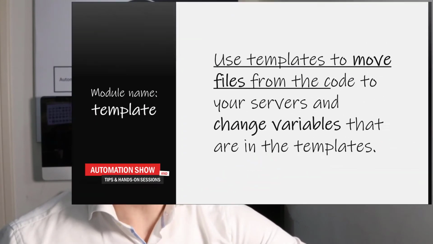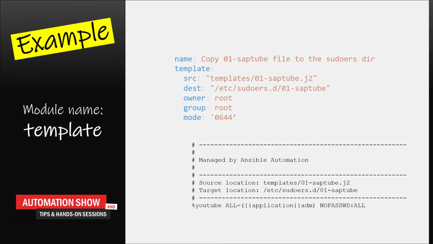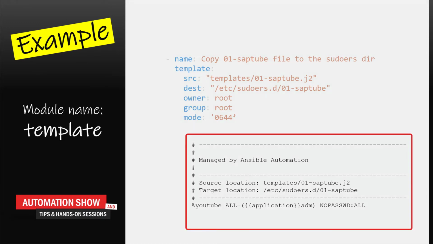Then we move over to the next module, which is template. You can use templates to move files from the code to your servers and change variables that are in those templates, which is very handy. We have only one example here, but we create a new sudoers file, which will allow the group YouTube to become an application ADM user and execute all commands without using a password.